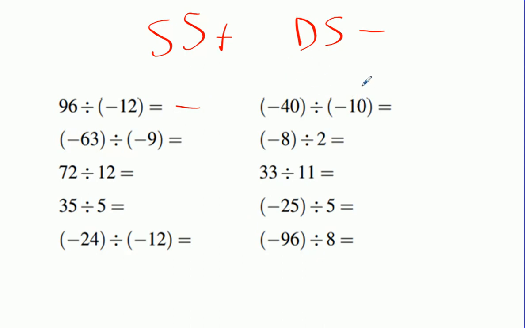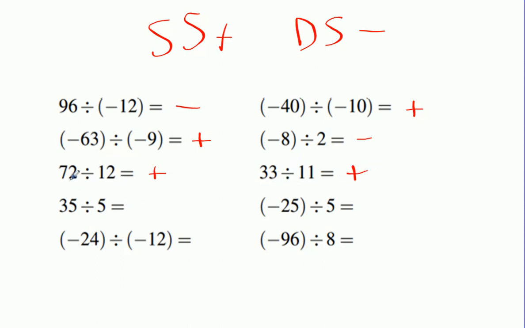Negative 40 divided by negative 10, those have the same signs, so my answer will be positive. Negative 63 divided by negative 9 will get me same signs, so that will also get me a positive answer. Negative 8 divided by 2, those have different signs, my answer will be negative. 72 divided by 12, those have the same signs, my answer will be positive. 33 divided by 11, same signs, answer will be positive.